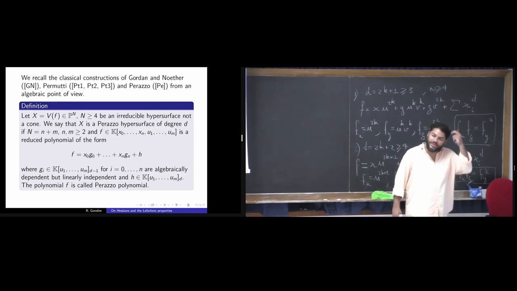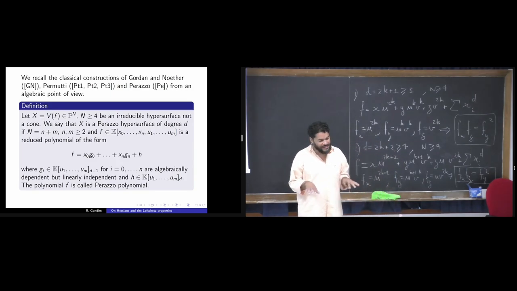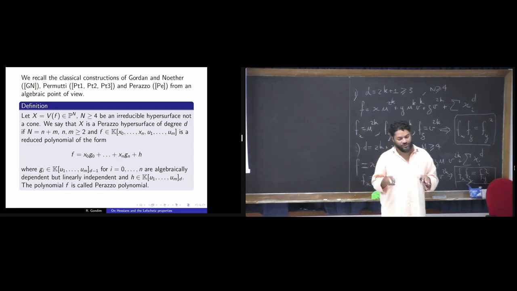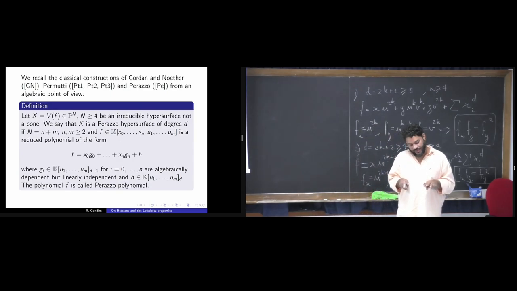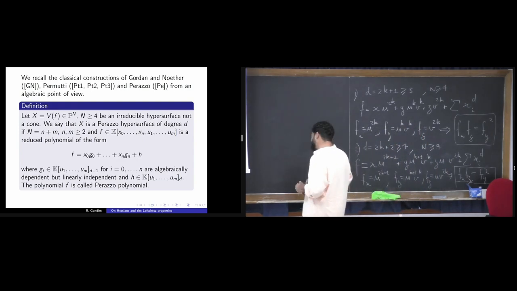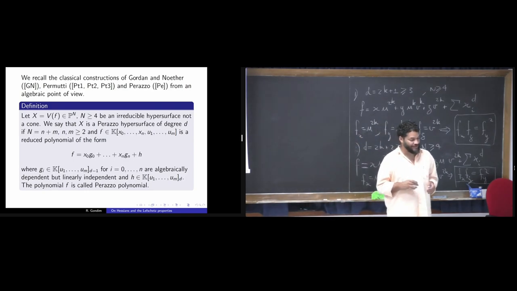A Perazzo hypersurface is just something like that. We see that we need to make this separation of variables, we need at least 3 variables x and at least 2 variables of kind u. So at least 5 variables. For this reason, these start in P4, from P4 in PN for N greater than or equal to 4.